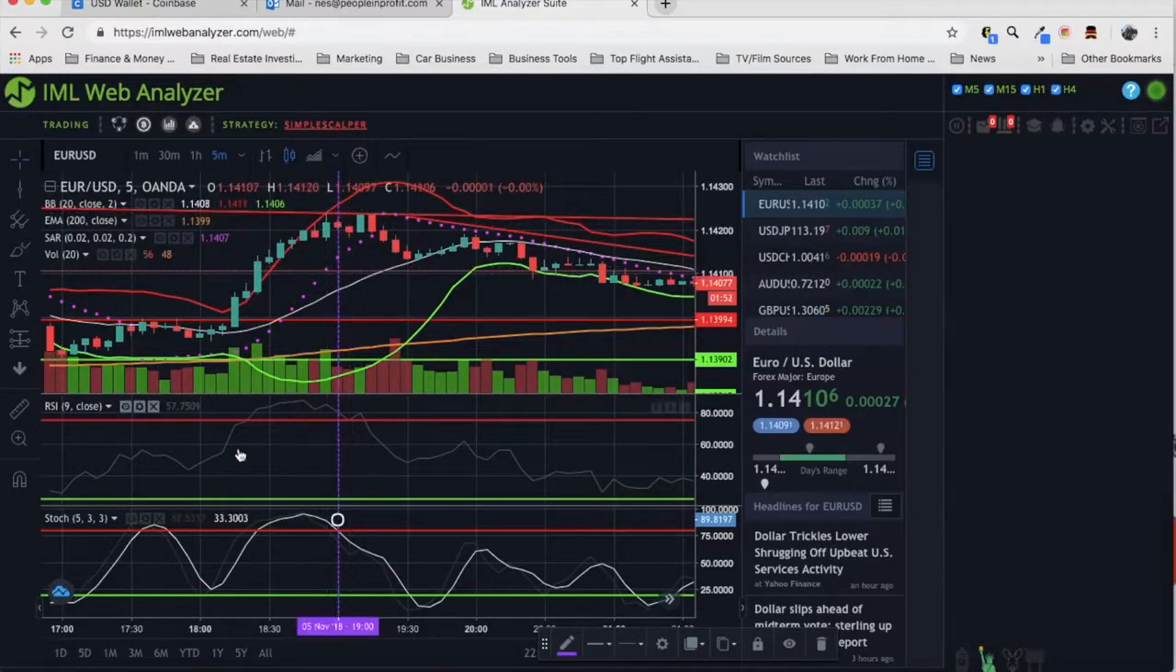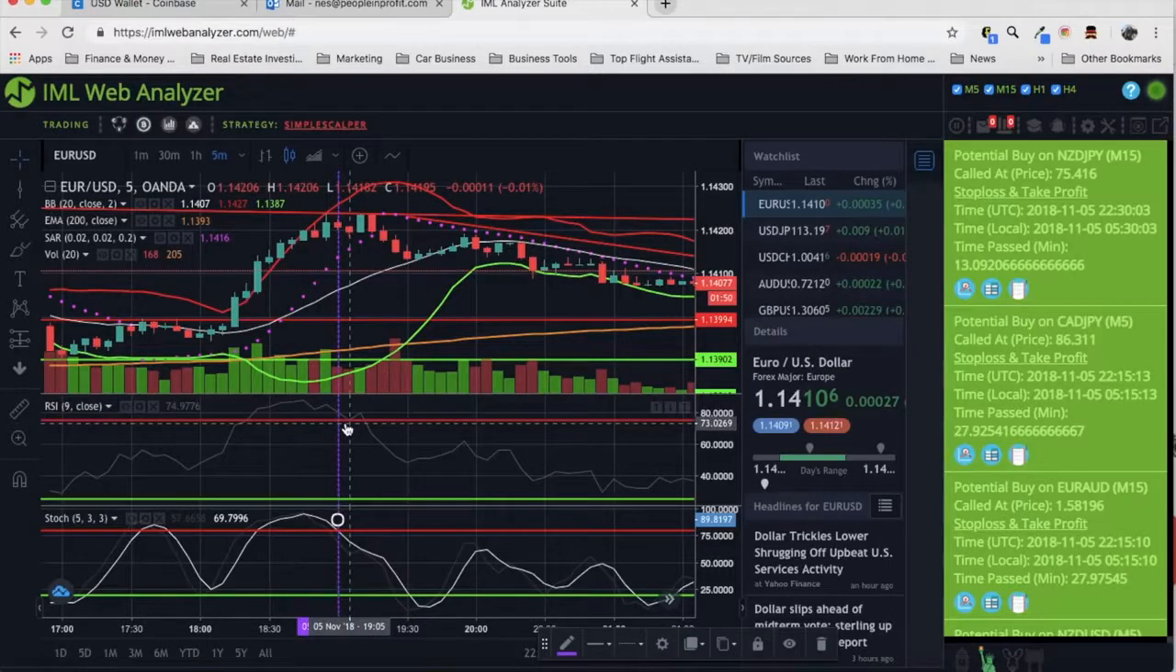Price crossed down the red line here. That's a confirmation. Price crossed down the red line here. That's another confirmation. So, stochastic, confirmation for a sell. RSI, confirmation for a sell. Price at a resistance level, confirmation for a sell.